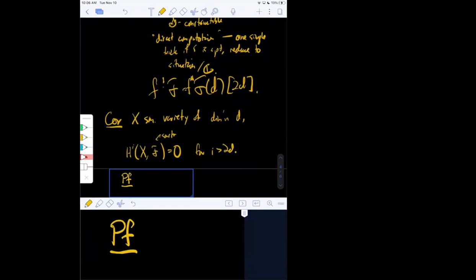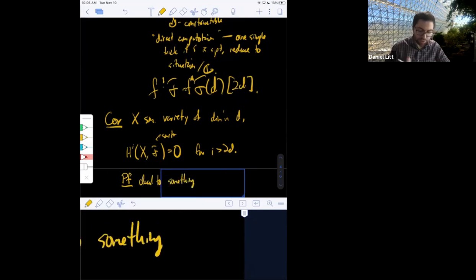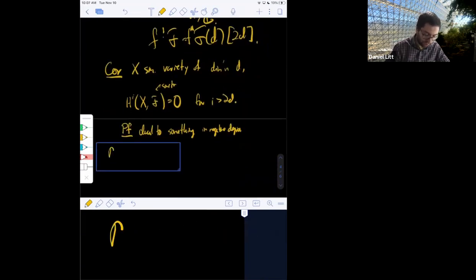It's dual to something in negative degree. Yeah, exactly right. So it's dual to something in negative degree. This is traditionally proven... this is true for non-smooth varieties in general, also in negative degree. But this gives a cheap proof. So the remark is that this is actually true for arbitrary varieties.